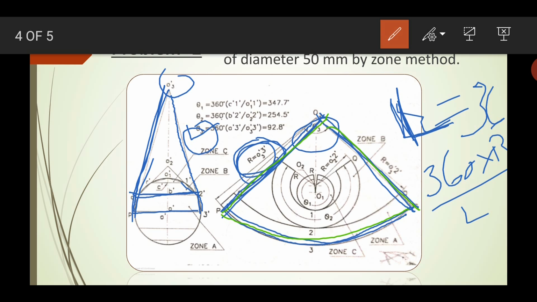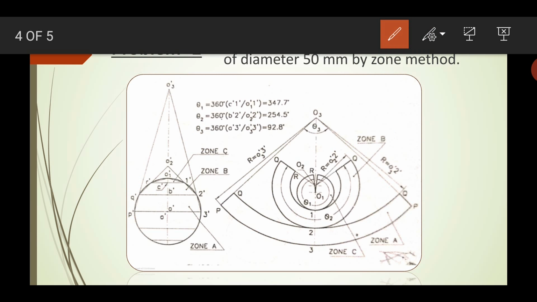Then measure the length of 2 dash, or the PQ distance. Measure this distance here and mark this other cone. So that is the first one.